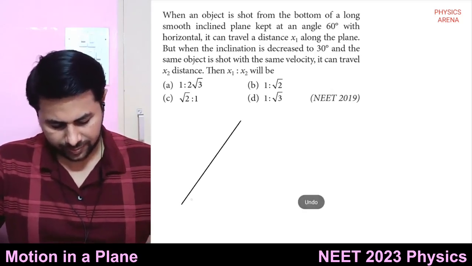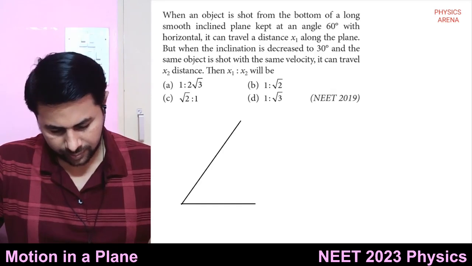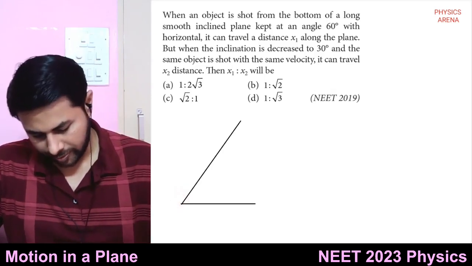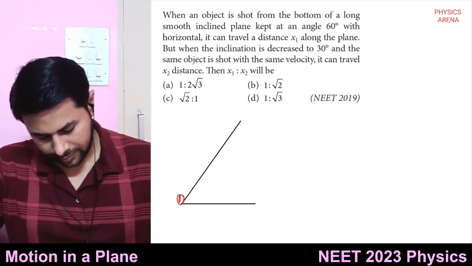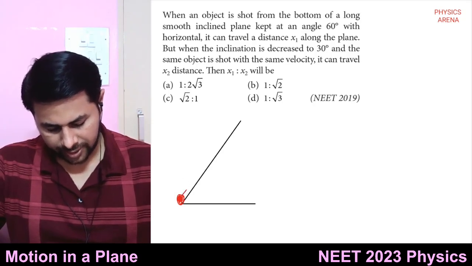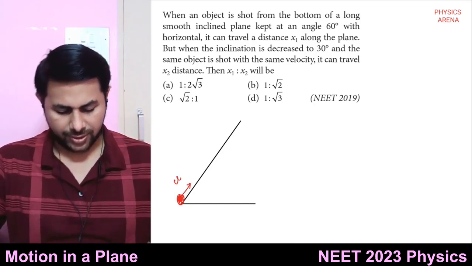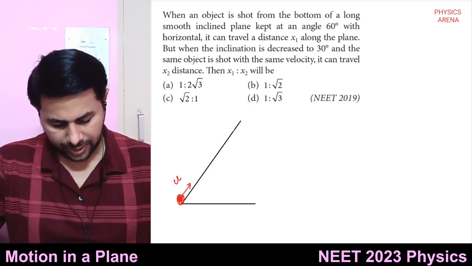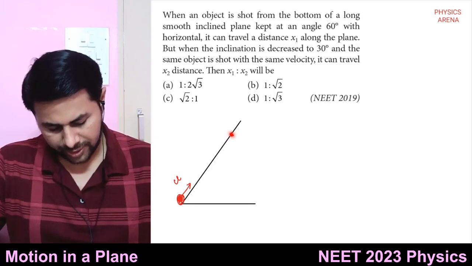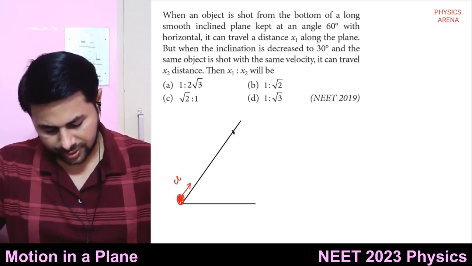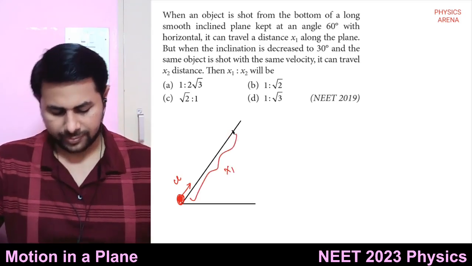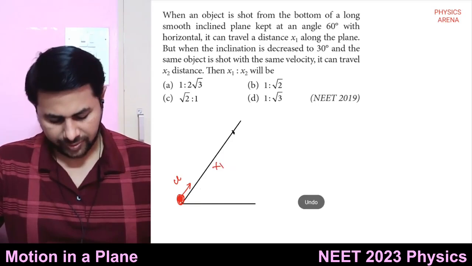So like this, and you are shooting an object from the bottom, from here, with some initial velocity, let's call it u. It reaches some distance and stops. Suppose it reaches this much distance. From here to here is x1. So this much distance is x1.